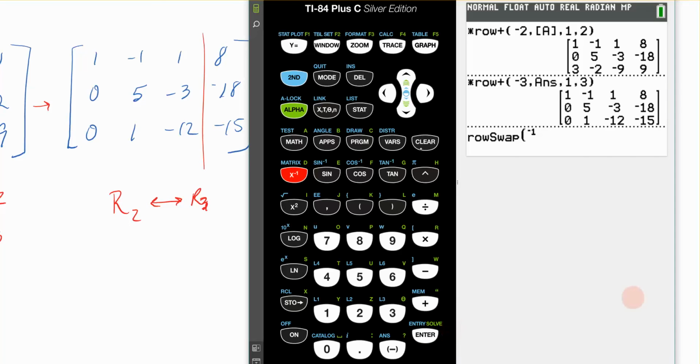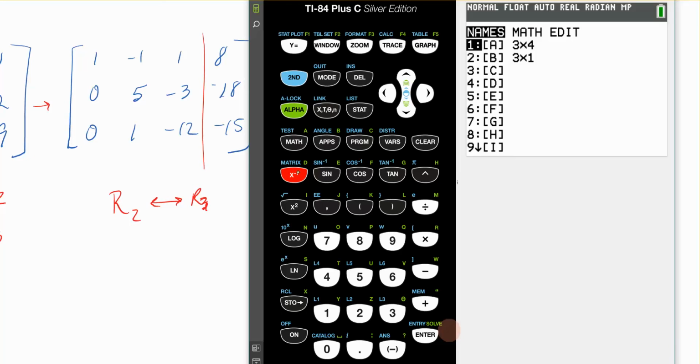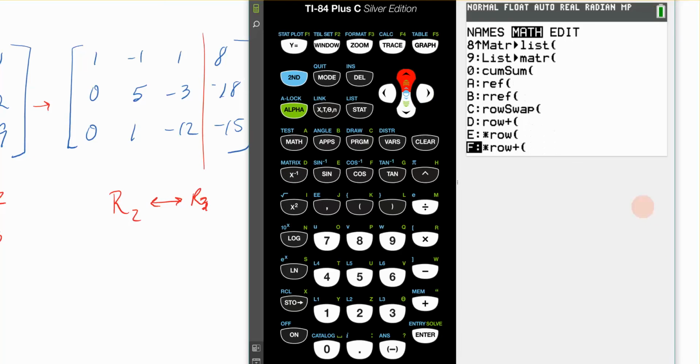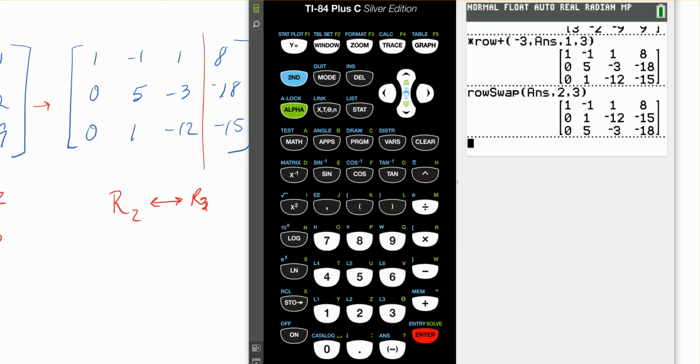No, that's not what I want to say. I got to go back and get my row up one more time. Let's try that again. I want to arrow over, and I want letter C because I'm doing a row swap. And I want a row swap in the matrix that you see there. So I'm going to hit second answer, and I want to swap row 2 with row 3. Close my parentheses, enter. Now notice the matrix that shows up just switched rows 2 and 3.